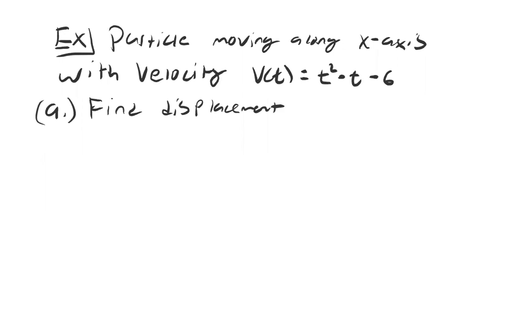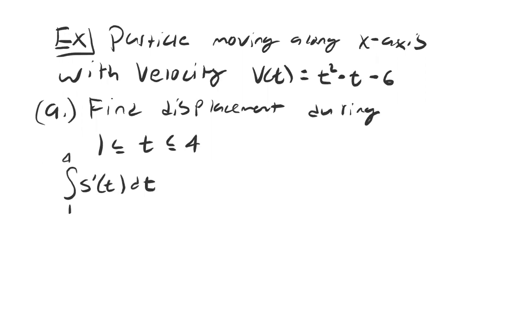Find displacement during 1 ≤ t ≤ 4. If you look back at the previous page, we already saw that the displacement is given by the integral over the time, so between 1 and 4, of s'(t) dt. And I already talked about how position and velocity are related. s is the position, so s', the derivative of position, is velocity. So this is the integral between 1 and 4 of v(t) dt.